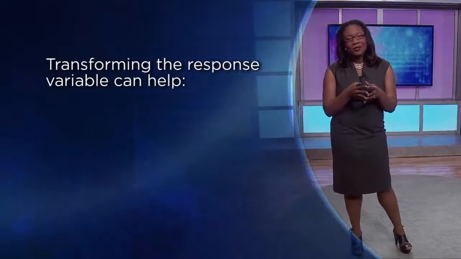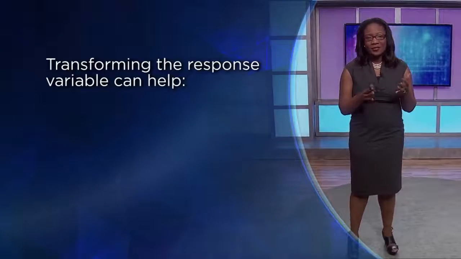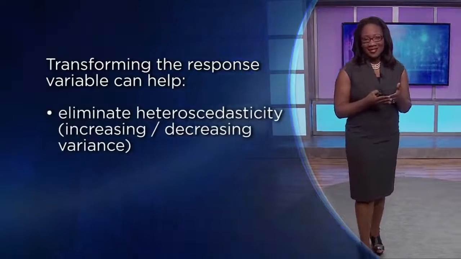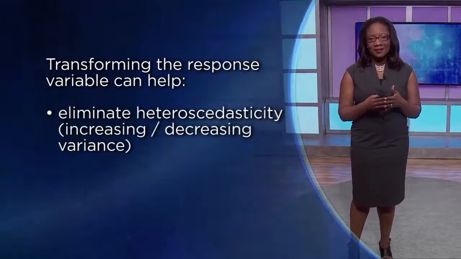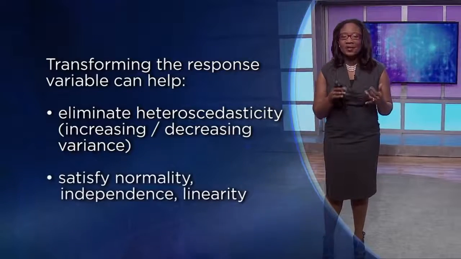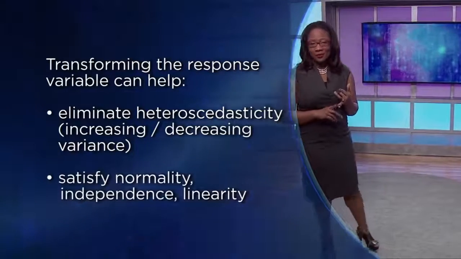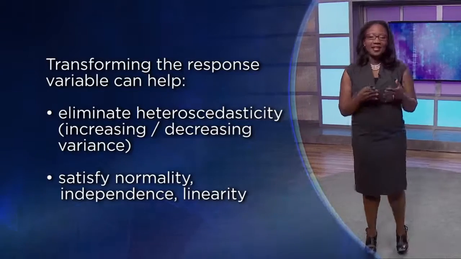Now, when we transform the response variable, this can help us in a lot of ways. First, it can help us eliminate heteroscedasticity, so that's increasing or decreasing variance in our data. And it can also help our data satisfy the assumptions of normality, so our residuals need to be normal, independence of the residuals, and then linearity.